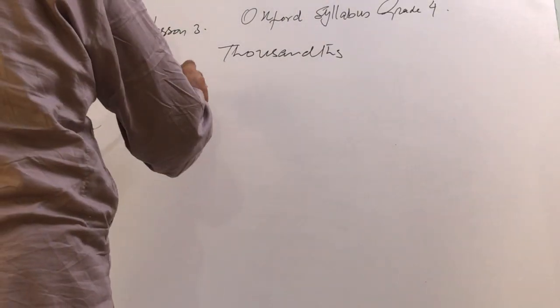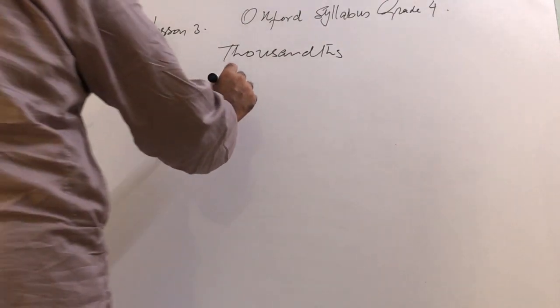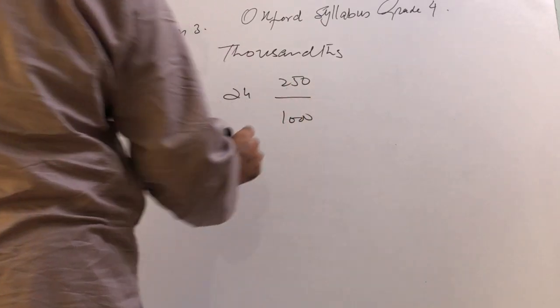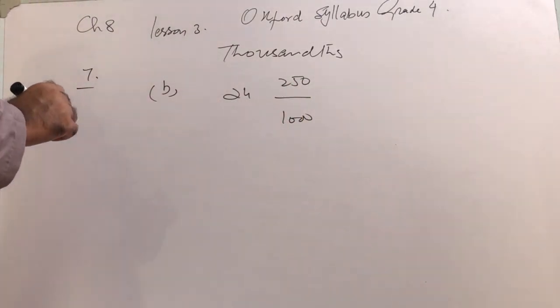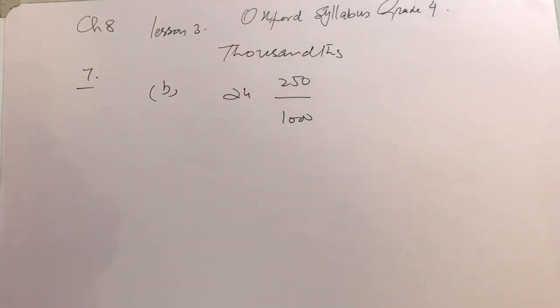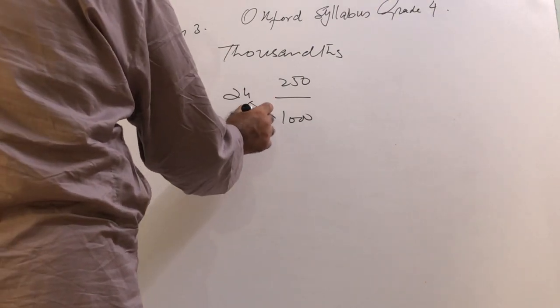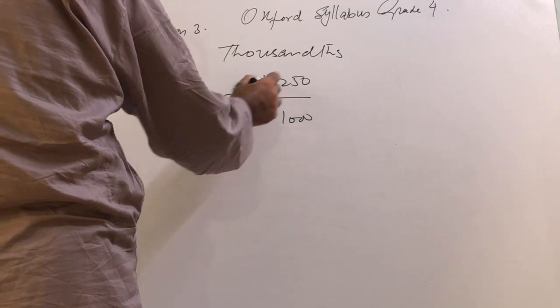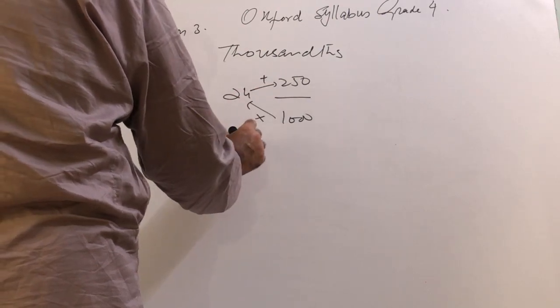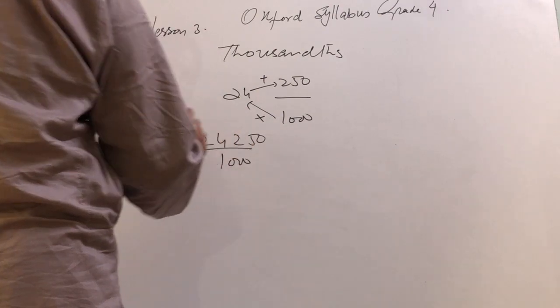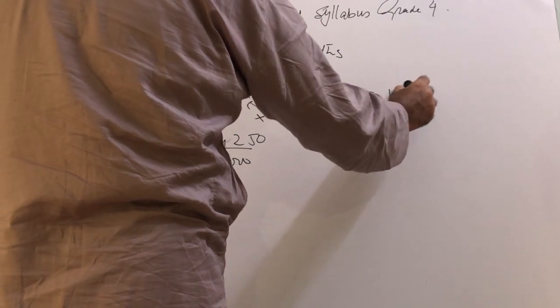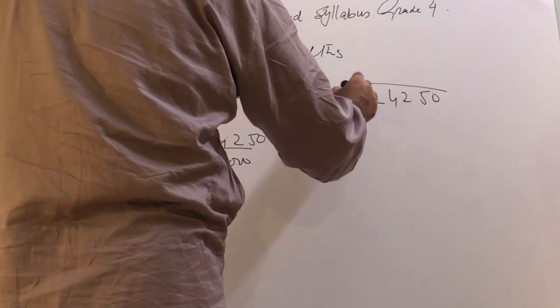I can do part number B, 24 whole number 250 over 1000. This is a mixed form, mixed fraction form. So first we'll be converting it into improper fraction. Just multiply these two, whatever the result, add this number 250. 1000 into 24, 24,000 plus 250, 24,250 divided by 1000. This was the first step. In second step, we will just divide the numerator with the denominator to convert it into decimal form.